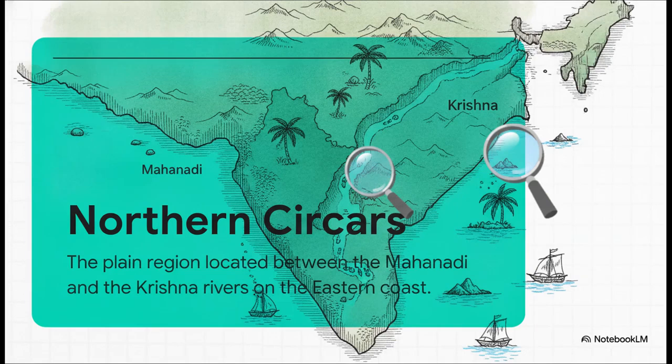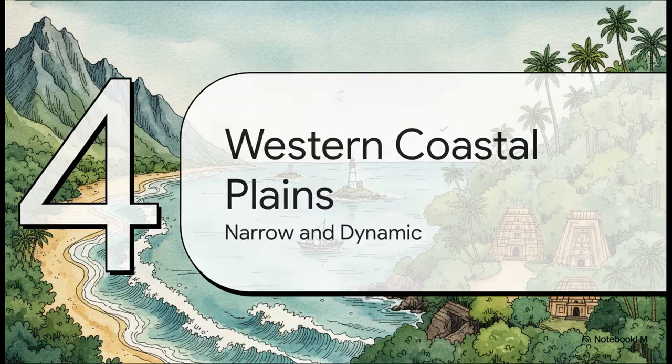One more absolutely crucial term you must know for UPSC, the Northern Circars. This is the specific regional name given to the stretch of the eastern plain located right between the Mahanadi and the Krishna rivers. Regional names and their exact boundaries are highly tested, so keep Northern Circars locked in your vocabulary and remember its borders.